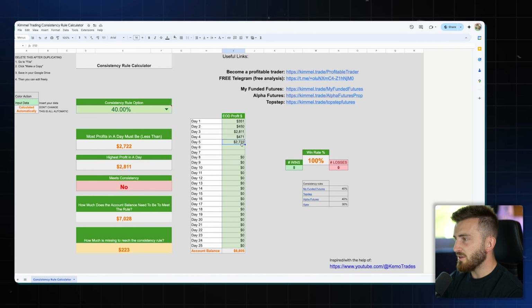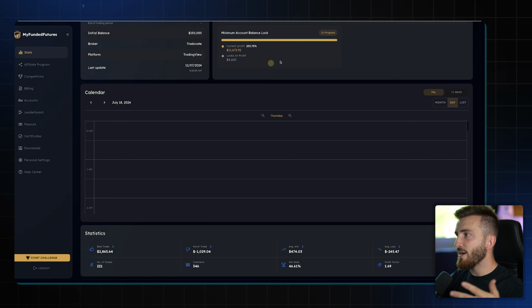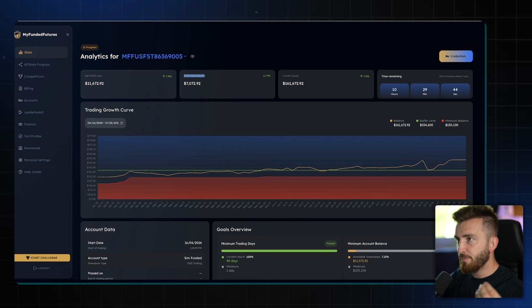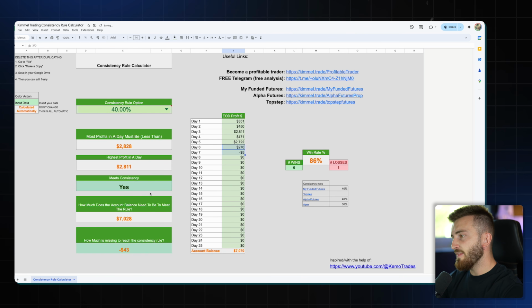So I profited $2,722, but yet I did not meet the consistency rule, because once again, I needed the balance to go to $7,028. And by the way, this is above the profit buffer for me to meet the consistency. And that is where I continued trading on day 6.